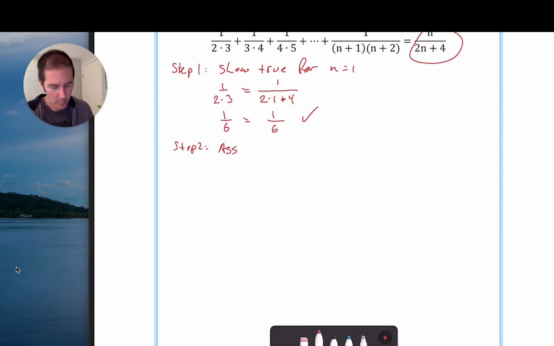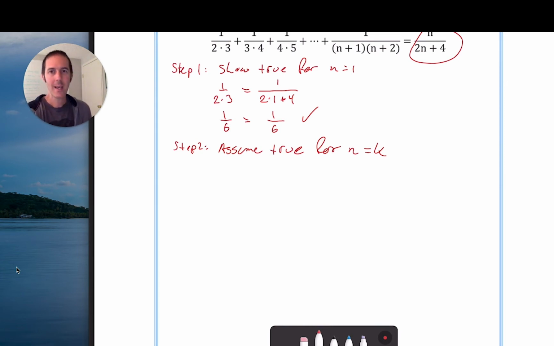Assume true for n equals k. So we're assuming that we've made it to the 73rd step, and then we're going to show that if we're there, we can make it to the 74th step. I'm using 73 and 74. Those are arbitrary. I don't know where those came from.